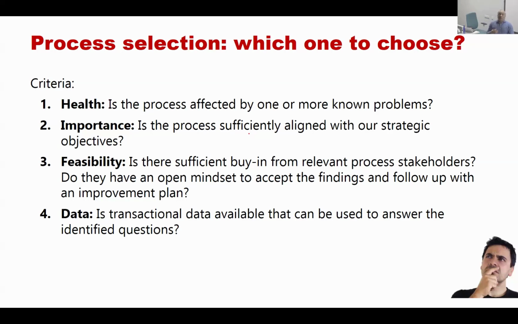And finally, number 4 is, is it possible in a realistic manner to get the data that is required to answer these questions? I find myself in many situations where there is a beautiful problem. The problem exists, the process is broken. The process is important, like an order to cash process. There is commitment to making changes in this process, so it's feasible to implement changes. But guess what? The data to improve this process is not there.